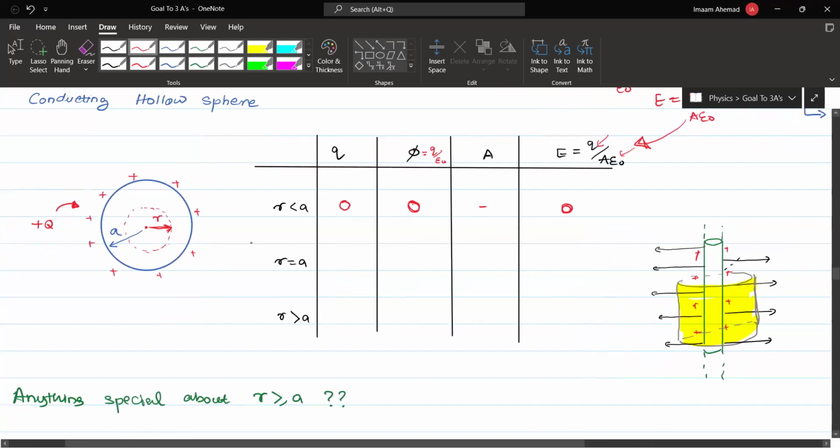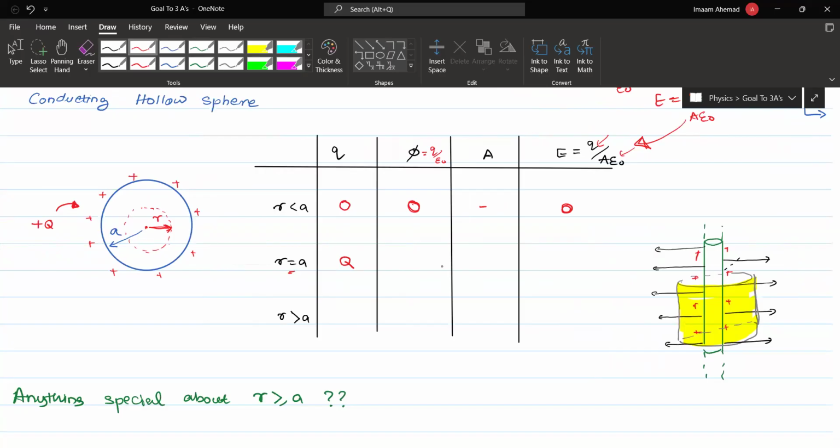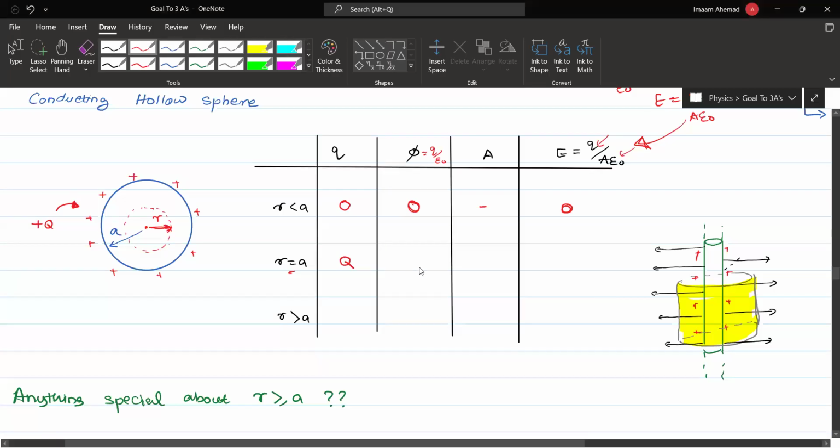When R is equal to A, how much charge is inside the surface? We have Q charge, right? We have capital Q charge. Then how much is the flux? Flux is Q over epsilon naught. Then what is the area? Area is the area of the sphere, 4 pi A squared. Then what is the equation we get? We get E is equal to 1 over 4 pi epsilon naught Q over A squared.